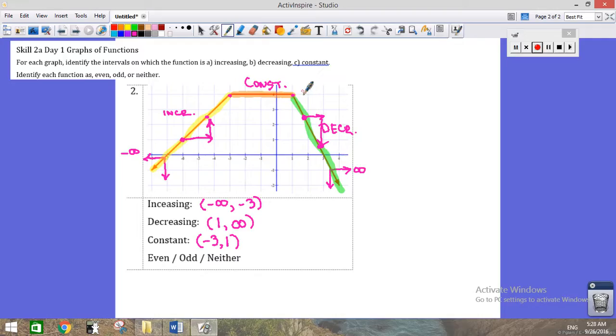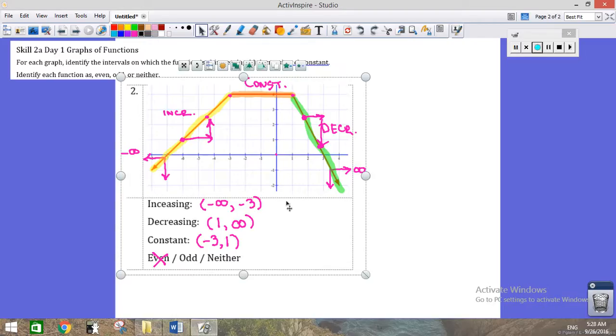So when we look at this graph to look for symmetry, we do not see that the left hand side is a mirror image of the right hand side, so it's not an even function. Odd functions have symmetry with respect to the origin. If you rotate the graph 180 degrees and you get the same picture, the same graph, then it's an odd function.